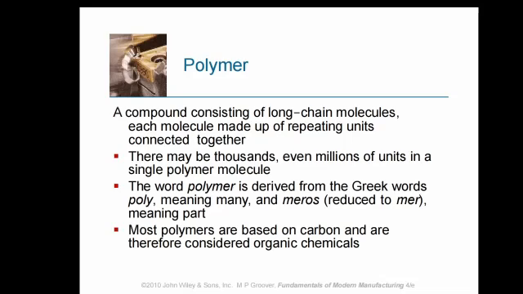So we recap on what a polymer is. We said a polymer is a macromolecule or a compound which consists of long chain molecules where each molecule is made up of repeating units. In other words, a polymer is a macromolecule made up of hundreds of monomers. So there may be thousands or even millions of these monomers in one polymer molecule.